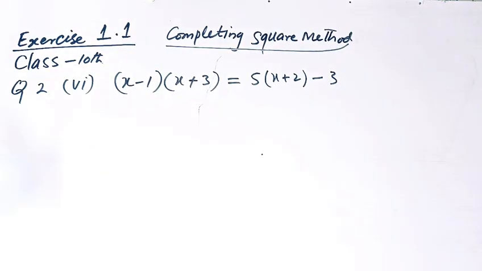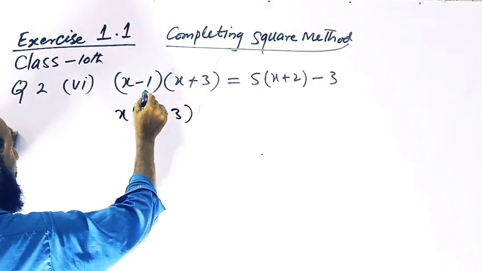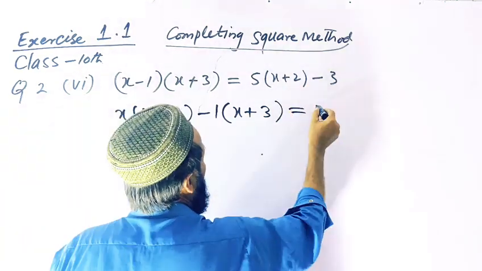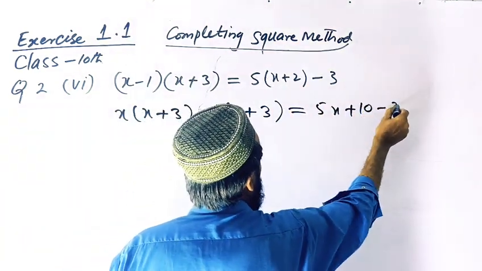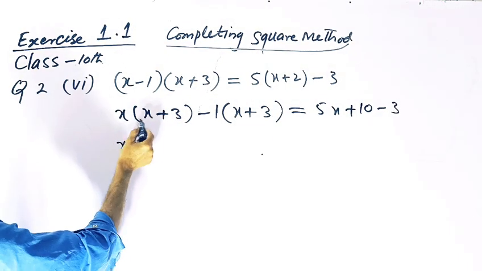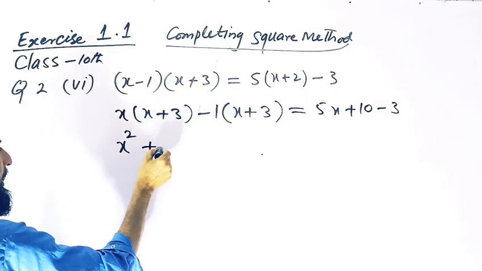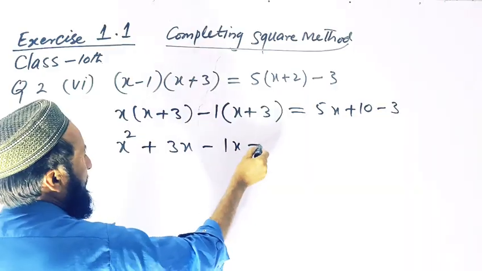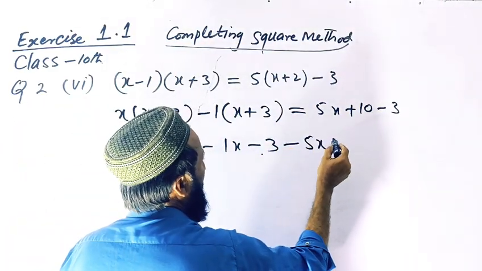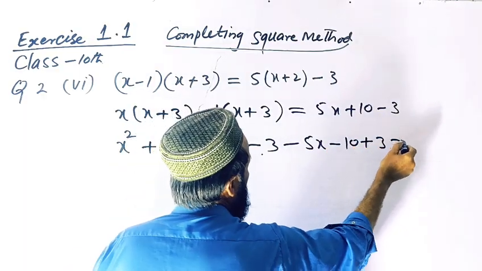we can open the brackets, so x into x plus 3 and minus 1 into x plus 3 is equal to 5x plus 10 minus 3. Now we open the brackets, x multiplied by x. In multiplication, when the bases are the same, we add their powers, and 3x minus 1x minus 3, minus into plus minus 3, minus 5x minus 10 and plus 3 is equal to 0.